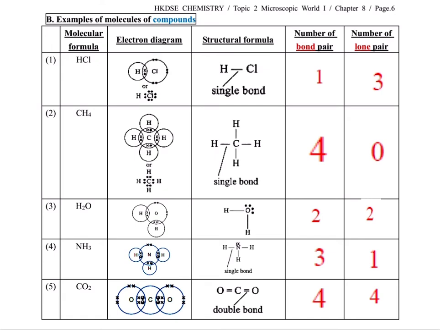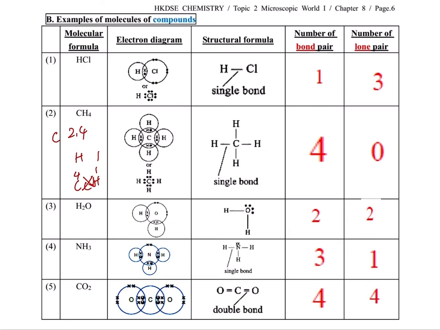And then for CH4, carbon and hydrogen form the compound CH4. For C, it is 2, 4, and then H is 1. So C is lacking 4 electrons, put the 4 here. H is lacking 1. So it should be CH4. After working out the formula, then you can draw the electron diagram like this.